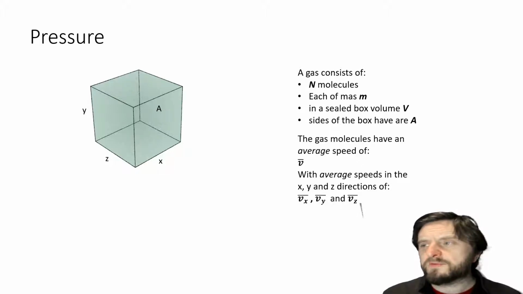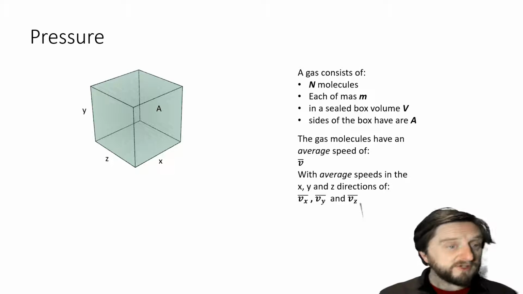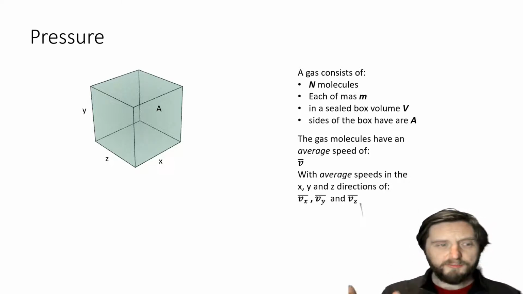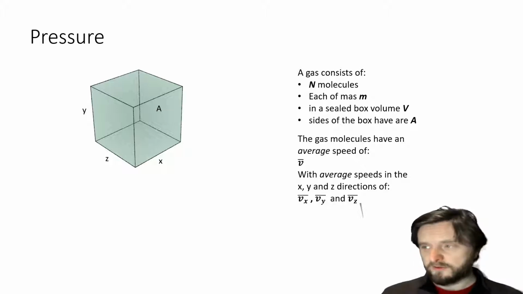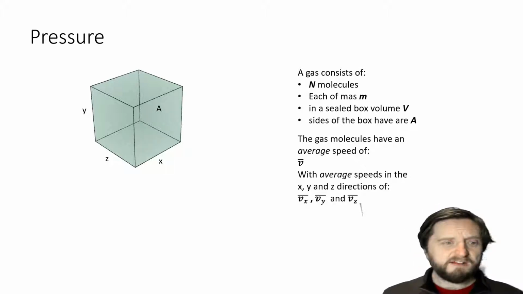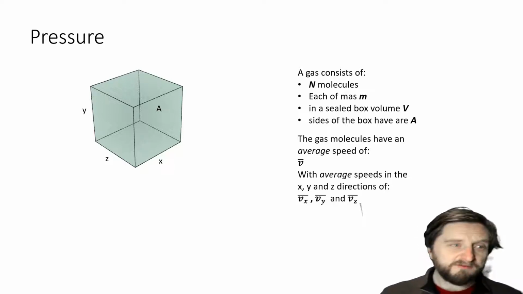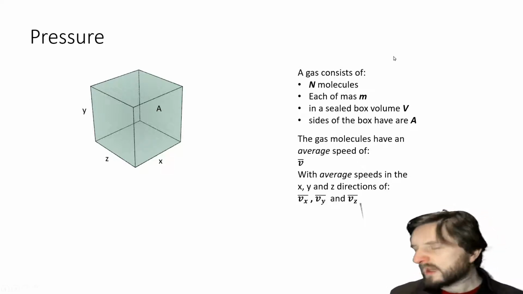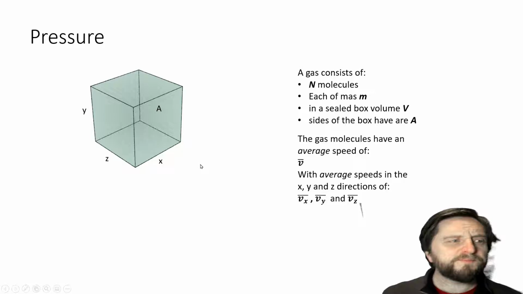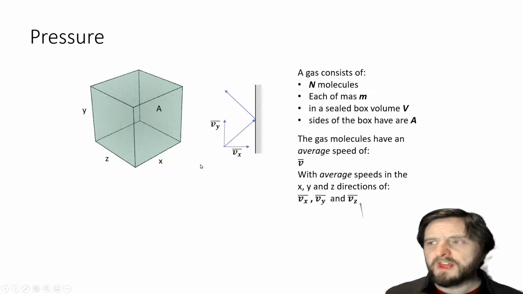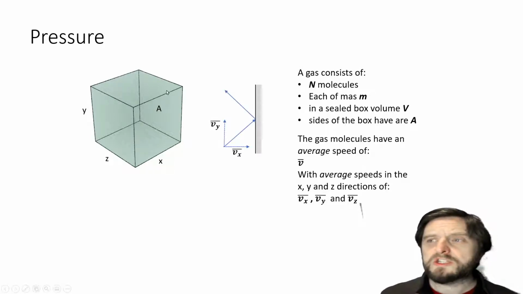So the average speed we're going to call v with a little bar over it. But there's going to be average speeds in the x, y, and z directions as well. It's all completely random, so they're probably going to be equal to each other. So we're going to have average velocity in the x direction, average velocity in the y direction, average velocity in the z direction.